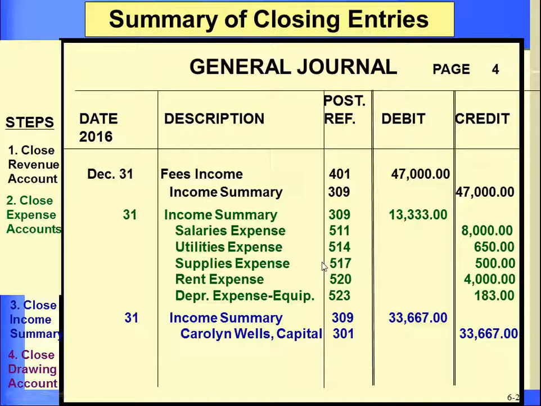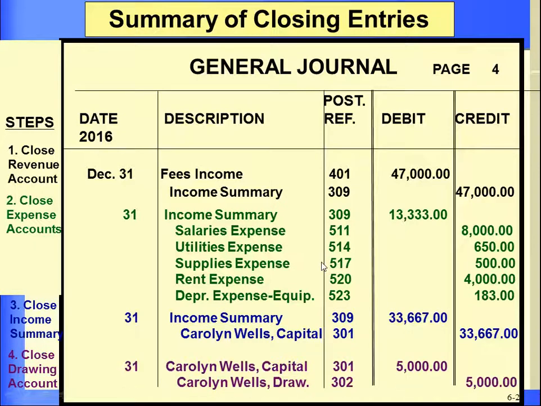Then we close the drawing account, and that goes right to capital, no income summary account. We reduce capital, and we reduce drawings to make that 0 to close it out for the next period.